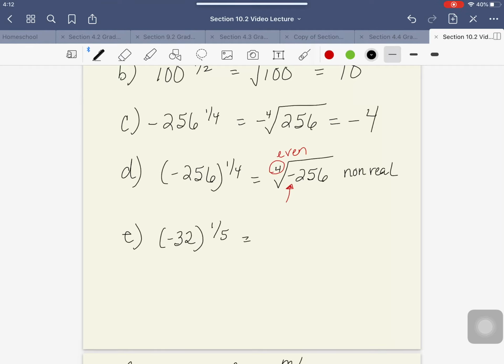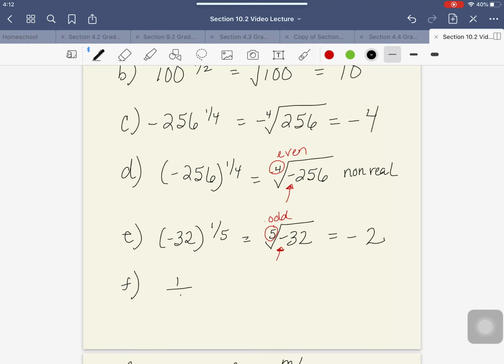All right, negative 32 to the 1/5 power, that's the 5th root of negative 32. Now this one I can evaluate because my root is odd. So if you have an odd root with a negative under your radical, that you can do. And that is going to equal a negative 2.